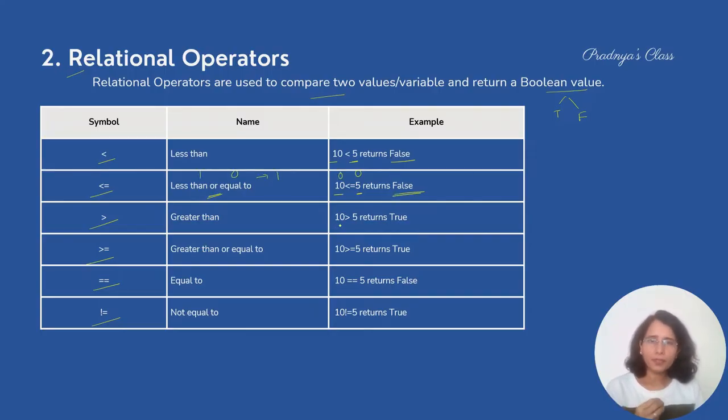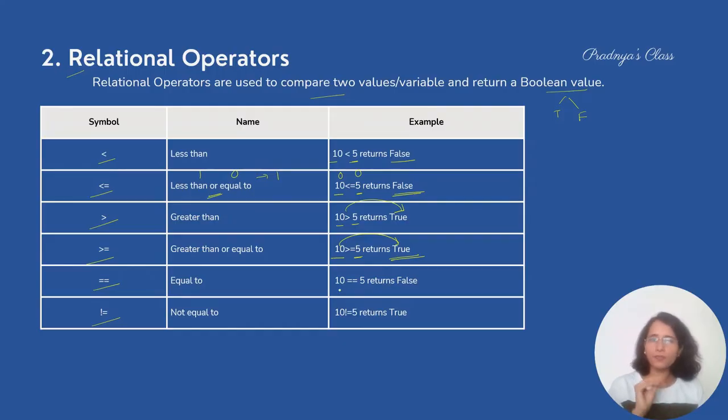Now look at the third operator, that is greater than. 10 is greater than 5. Yes, 10 is greater than 5. That's why we got true. Now look at the fourth one. 10 is greater than or equal to 5. Yes, it is greater than 5. So one condition is true. If one condition is true, we will get the answer true. That's why we are getting true here.